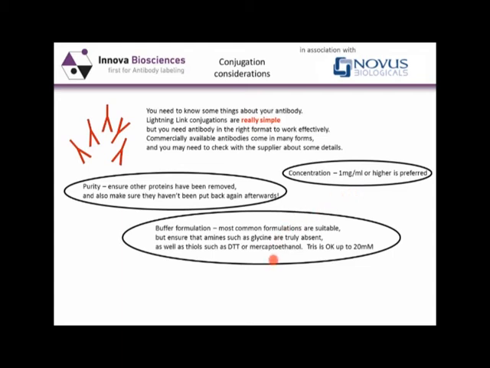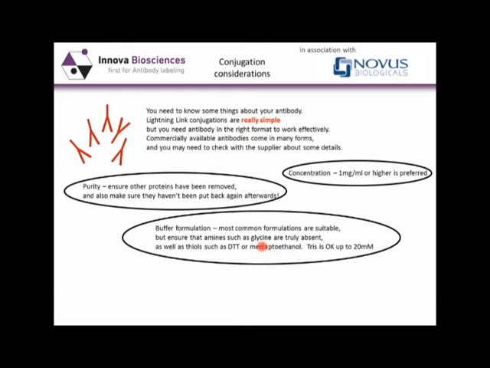And finally, be aware of what your buffer formulation is. Most common formulations of commercial antibodies will be suitable for use. Most of them are presented in a phosphate buffered saline. But do be certain that amines such as glycine are truly absent, and make sure that thiols such as DTT and mercaptoethanol are absent as well.